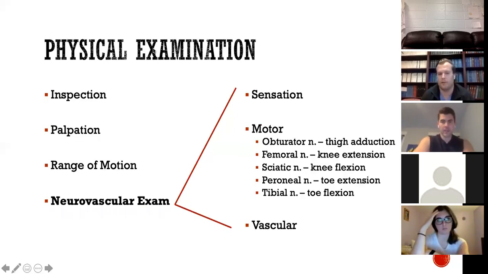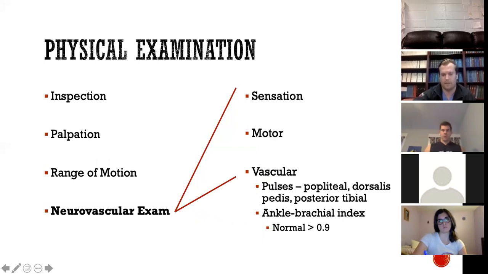In terms of motor function about the leg, the same nerves are tested, where thigh adduction, bringing the thigh closer to the midline, is supplied by the obturator nerve. Knee extension is supplied by the femoral nerve. Knee flexion is controlled by the sciatic nerve. Toe extension is by the peroneal nerve, and toe flexion is by the tibial nerve.